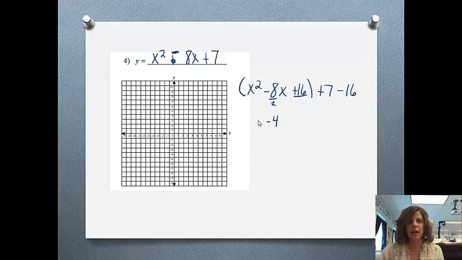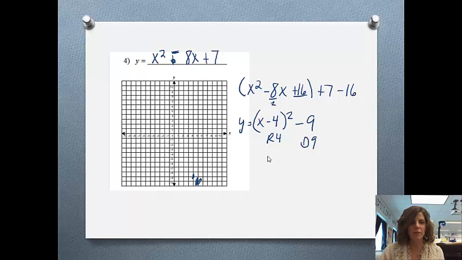And then I know that this will factor as x minus 4 squared plus 7 minus 16 will give me minus 9. So this is y equals, it's now in vertex form. I'm ready to go. Right, this minus 4 on the inside is going to force me to go to the right 4. The minus 9 on the outside is going to force me to go down 9. So I'm going to start in the middle. I will go to the right 4 and then down 9. Should be right there. So that's going to be my vertex.